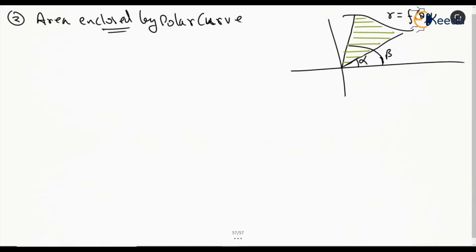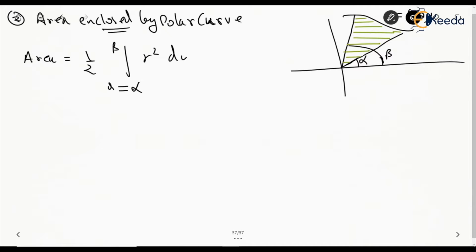So this is not the area under the graph, instead this is the area enclosed by the curve, and this expression is given by area is equal to half of integration from theta is equal to alpha to beta for r square d theta, right? So you have to mind this, that this is the area enclosed by the polar curve.